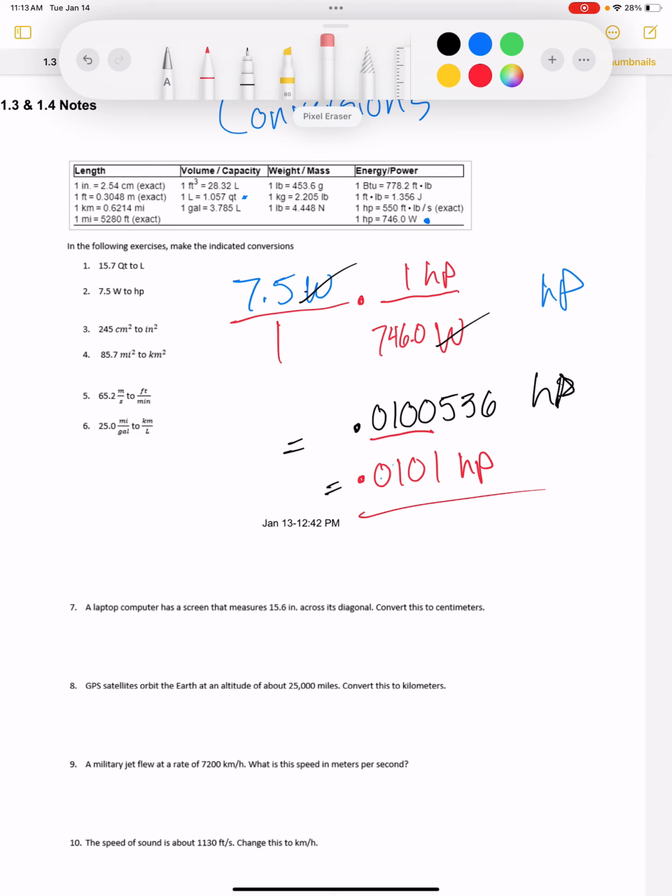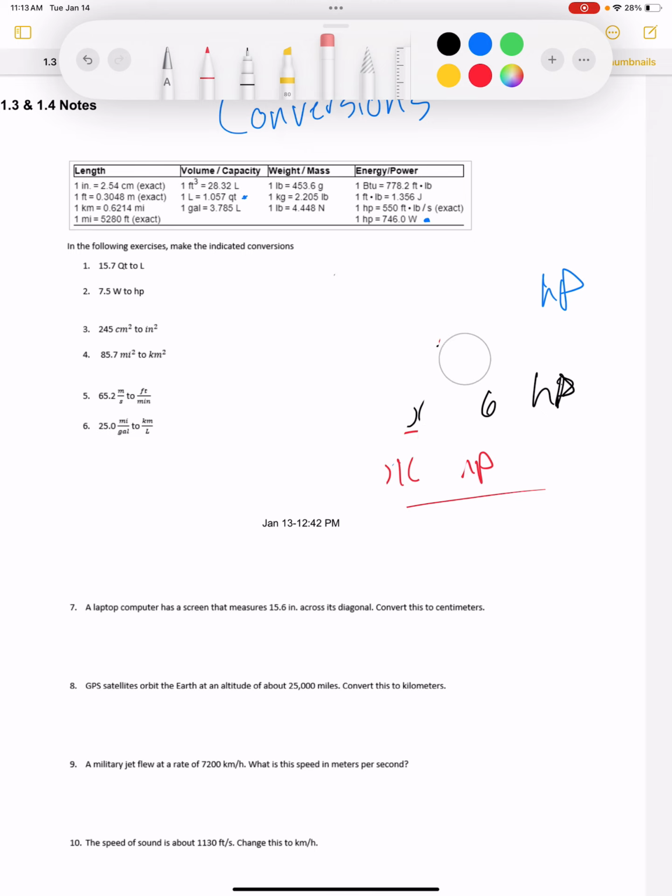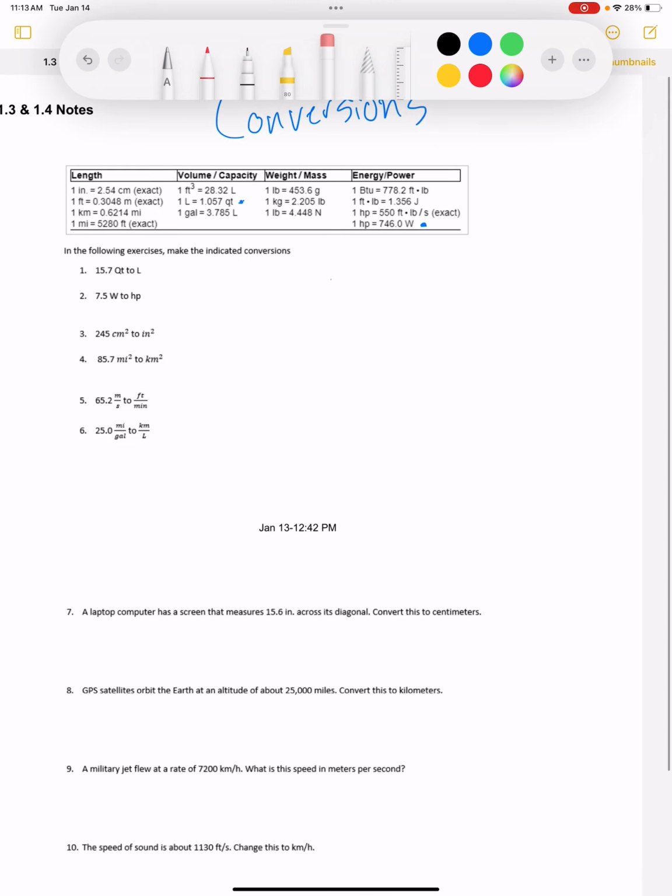Okay. Let's get out of that. Let's try another one. Let's look at another one. So 245 square centimeters to square inches. All right, 245 centimeters square, right? Now, centimeter square means that we're talking about, might simplify this to think about centimeters times centimeters, right? That's centimeter square.